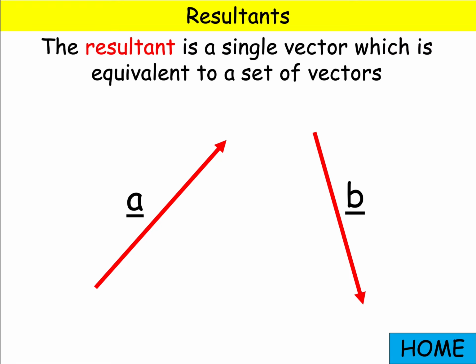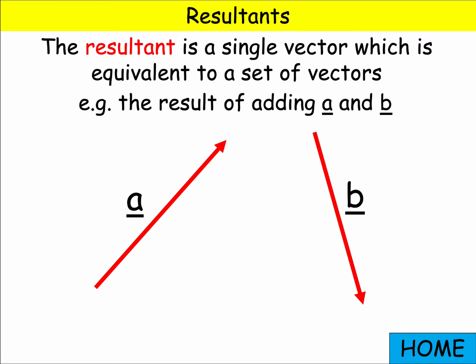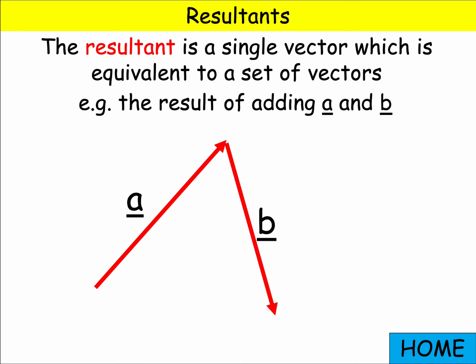The resultant is a single vector which is equivalent to a set of vectors, e.g., the result of adding a and b. If we put them together, we can go along a and then along b. The resultant vector is the broken line. That is the same pathway. So c, the broken line, is equal to going along a and then along b.